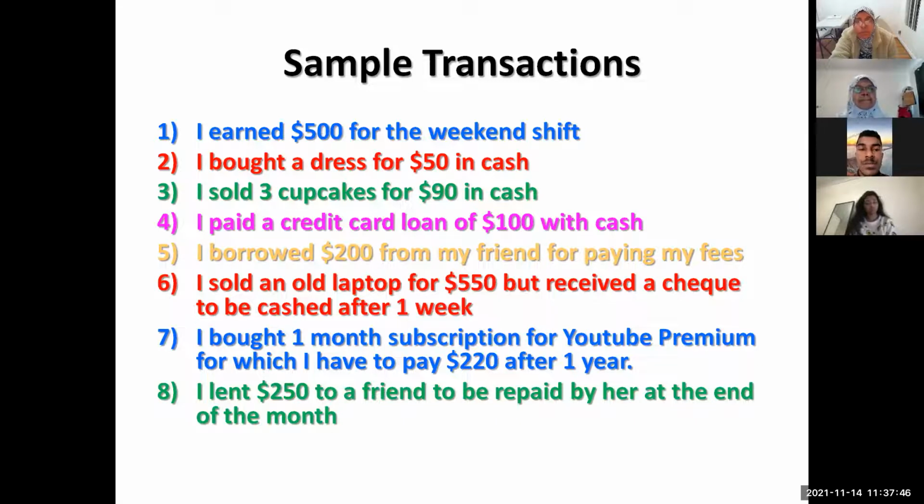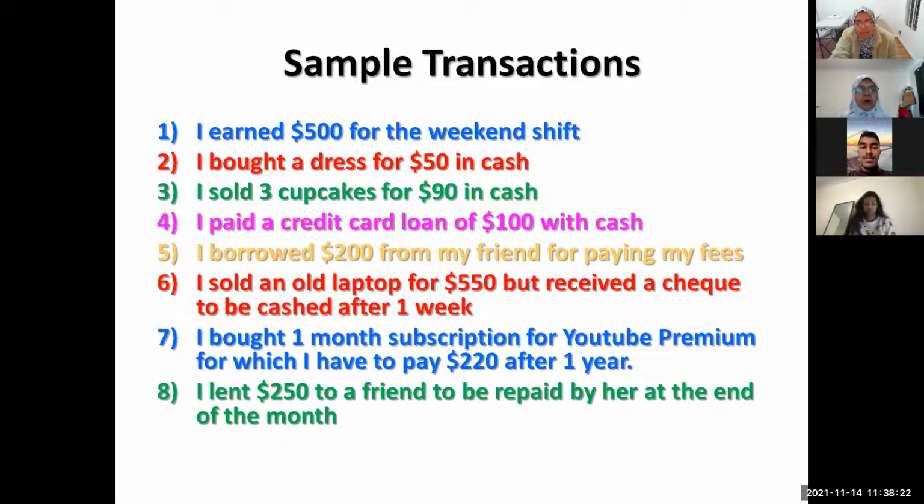You have to use accounts receivable. Yes, the old laptop I sold for $550. So the laptop is credit, and the $550 that I get for it is debit. And you're not getting the cash right now, so you have to use accounts receivable. Remember from the last session? Oh, you forgot. Never mind, it's accounts receivable. Fine. Then back to Tahsina, number 7.